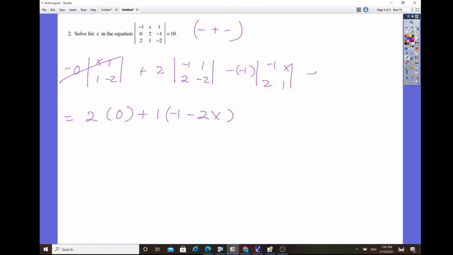So eventually the determinant, which is what, 10. So now you can set up the equation, so negative 1 minus 2x equals 10. So add 1 to both sides. Divided by negative 2. So x equals 11 over negative 2.